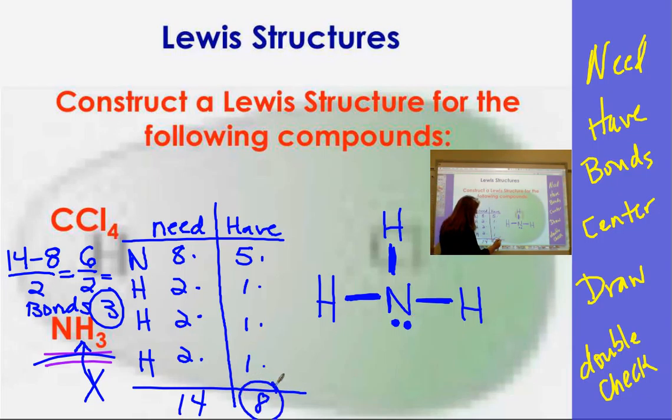How many electrons did I have? This will always equal how many you drew. 2, 4, 6, 7, 8. I have 1 nitrogen, 3 hydrogens, 3 bonds with my 8 electrons. Draw CCl4 the same way, using the same steps, and we'll go over that one as well in class.